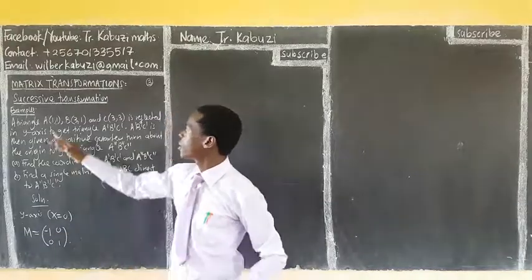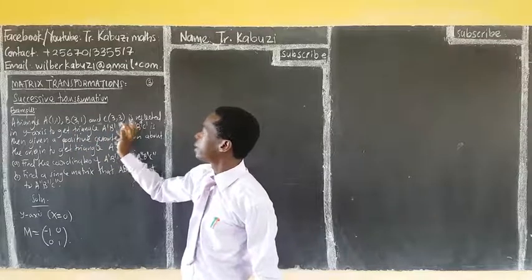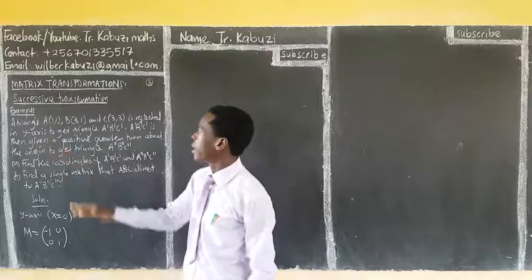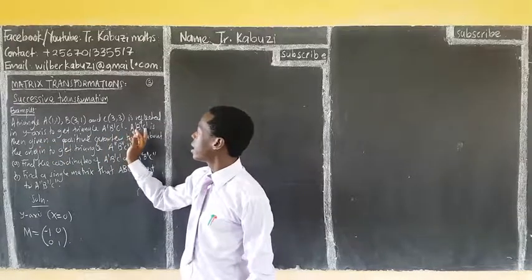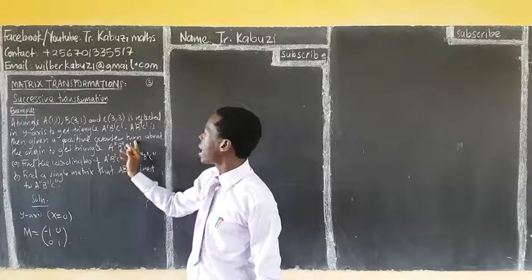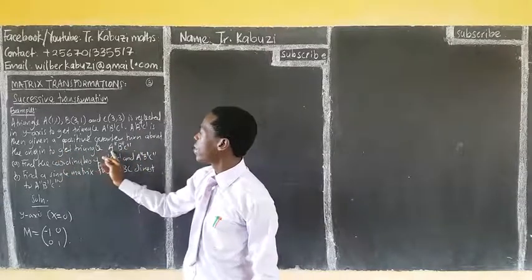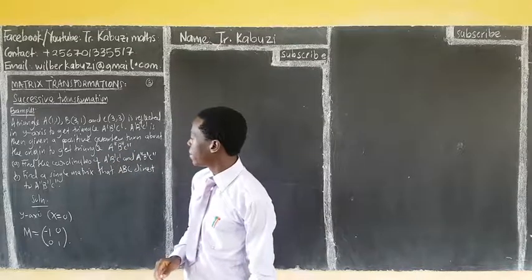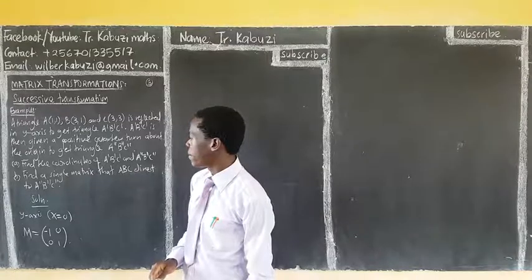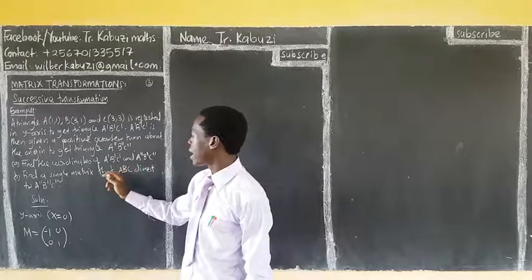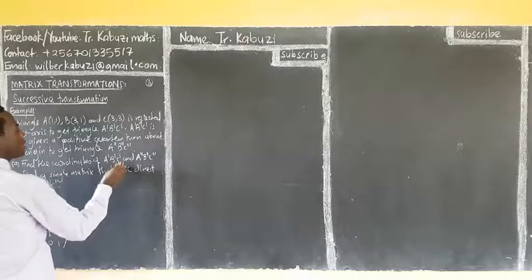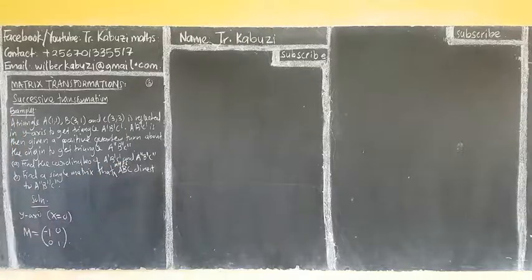Okay, this question says the triangle ABC, those are the coordinates, is reflected in the y-axis. If it's the y-axis, that is the same as the line x equals 0, to get A prime, B prime, C prime. This is then given a positive quarter turn about the origin to get triangle A double prime, B double prime, C double prime. Find the coordinates of A prime, B prime, C prime and A double prime, B double prime, C double prime. Find the single matrix that maps ABC directly to A double prime, B double prime, C double prime.